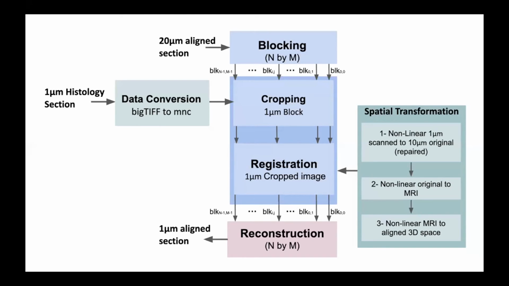Blocking, cropping, and registration: the aligned 20 micron image is divided into smaller 2D blocks, and an inverse of the global transformation is applied to the corner points of each output block to estimate the extents for cropping the block of 1 micron unregistered section. And then the global transformation is applied to the cropped image. And finally, the reconstruction step, where the registered resampled blocks are concatenated to form each registered 1 micron section.